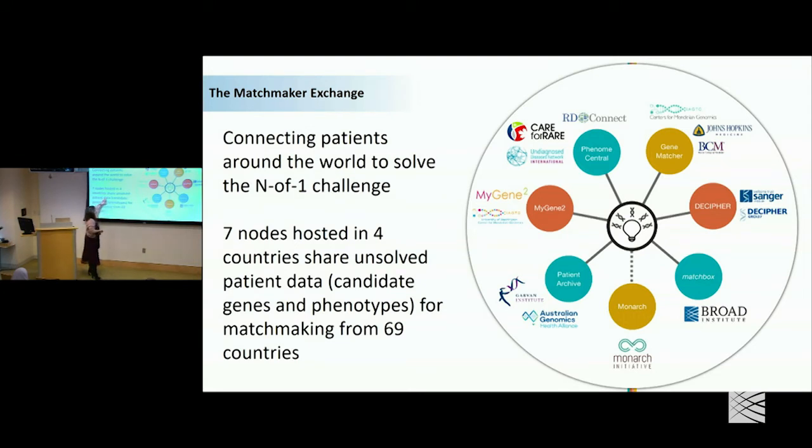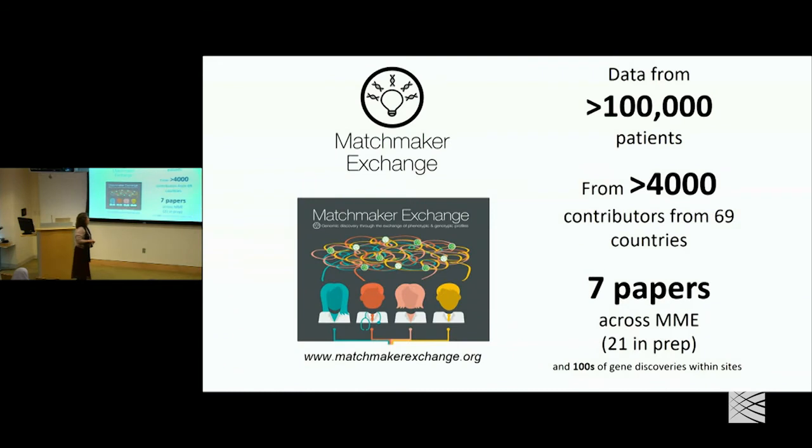We have 7 nodes that are hosted in 4 different countries: Australia, Canada, the US, the UK, and actually just as of a couple weeks ago, Japan is now hooked up, but I haven't updated the figure yet. However, there's data in there from 69 countries, so really connecting all of these databases worldwide. Thanks to Harindra here at the Broad, who developed the Matchbox system for our Center for Mendelian Genomics, we are connected to this system as well. We have a website, matchmakerexchange.org, that helps guide you in using this system.